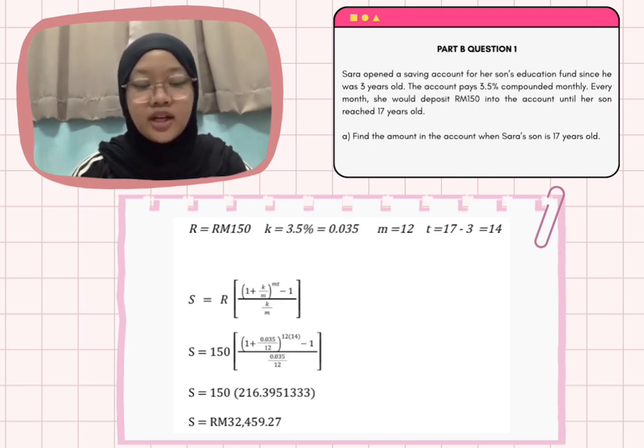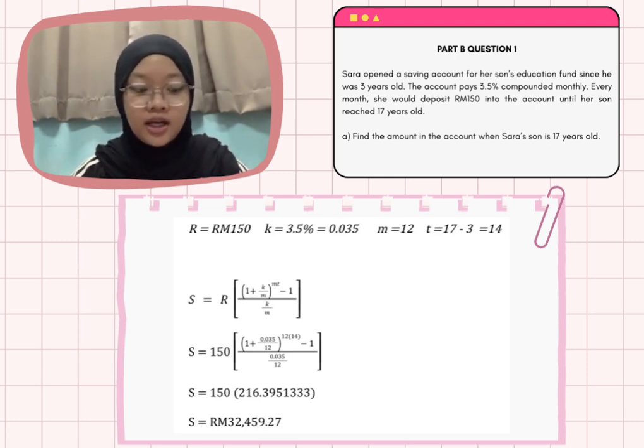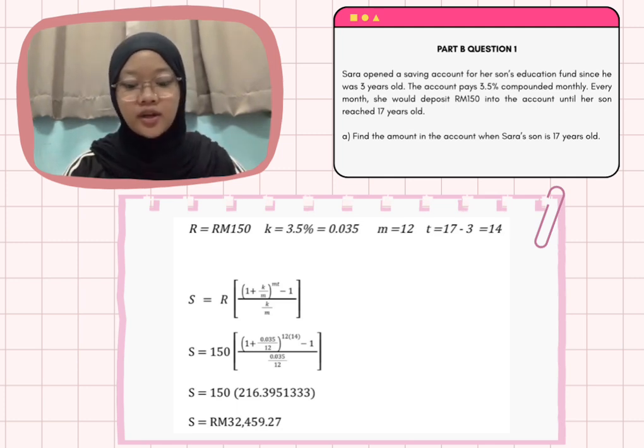We are saving 150 ringgit every month for 14 years, with an interest rate of 3.5% per year compounded monthly. Since this is regular saving, we use the annuity savings formula, and then we substitute the values. R is 150, k is 0.035, m is 12, and t is 14. So after 14 years of saving, we will have 32,459 ringgit and 27 cents.